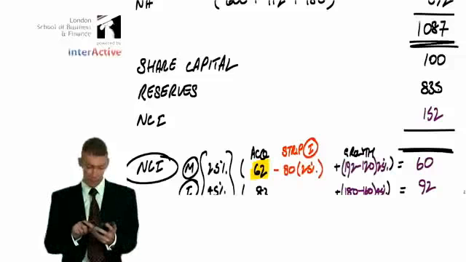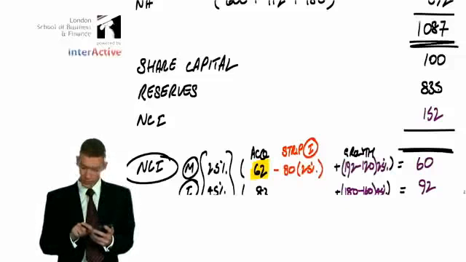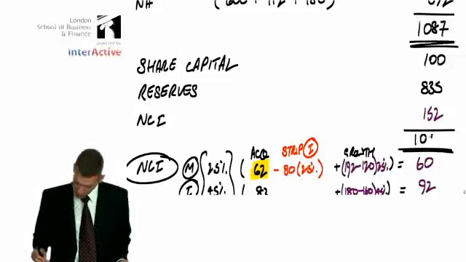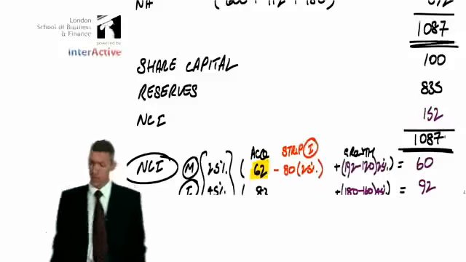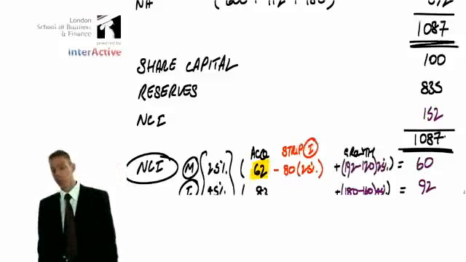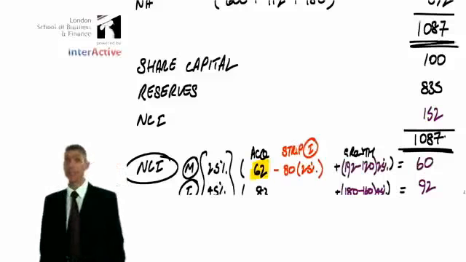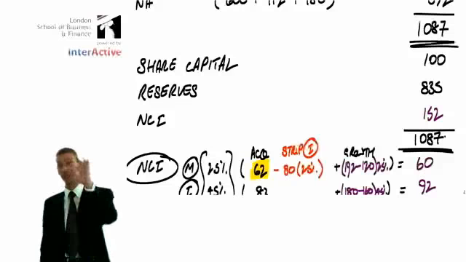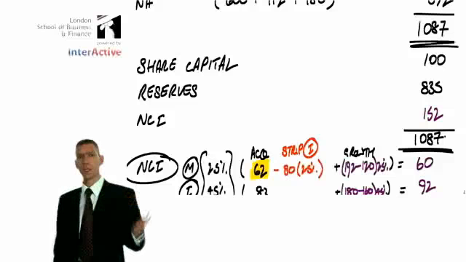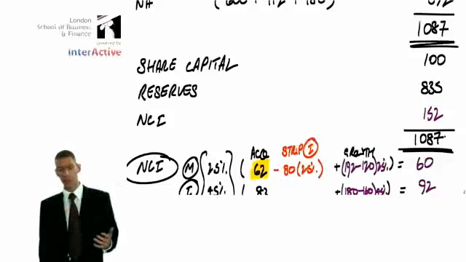835, keep your fingers crossed, plus 100 plus 152 is 1087. Now there you go. As I said previously in the last video, what's the chances of that happening in the exam? Absolute zero. But more to the point, in the exam, you're not really trying to make the balance sheet balance.